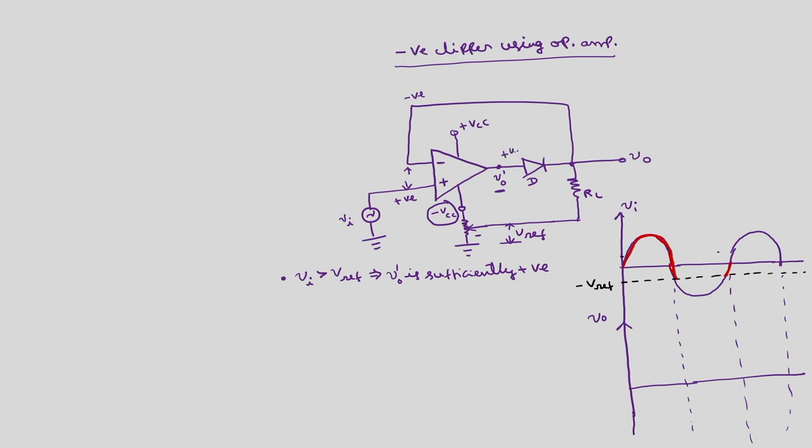So this is positive and this is negative, so the diode D becomes conducting, sufficiently positive to operate the diode in the conduction region. As a result of that, what happens? The diode will act as a short circuit, and what will be the equivalent circuit? This is a voltage follower basically.